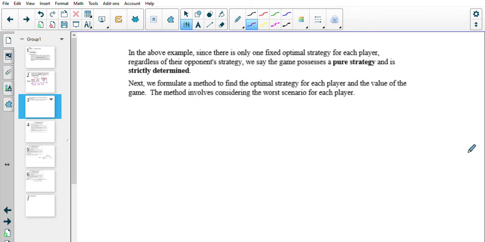So that is what's called a strictly determined game. In the above example, since there's only one fixed optimal strategy for each player, regardless of their opponent's strategy, we say the game possesses a pure strategy and is strictly determined, right? Each player had, of their options, one of the options was better regardless of what the other player did, right? Their strategy, what they should do, is strictly determined. It doesn't depend on the other player. Okay, so what we're going to see next is a method to find the optimal strategy for each player and the value of the game. The method involves considering the worst scenario for each player.